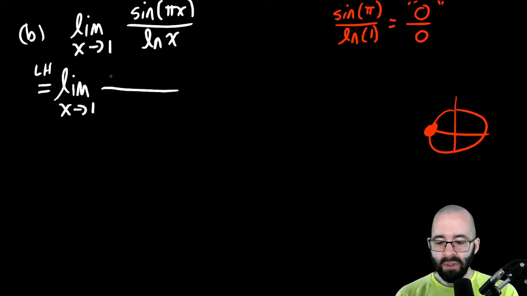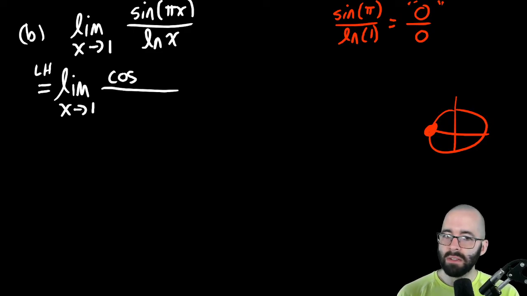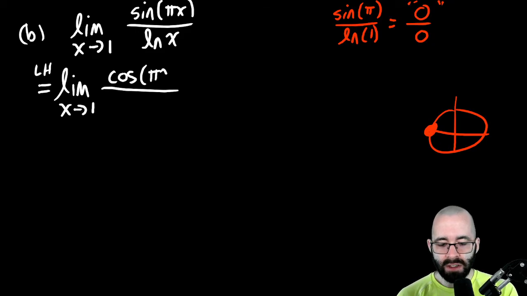Derivative of the top, well, the derivative of sine is cosine. But we only know the cosine of x. We only know the derivative of the sine of x. There's no property that we have for the derivative of sine of pi x. So we have to use the chain rule because the inside is not just x. So we have to multiply by the derivative of that inside function, which is just pi.